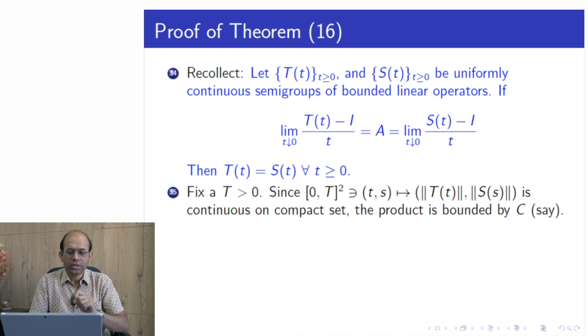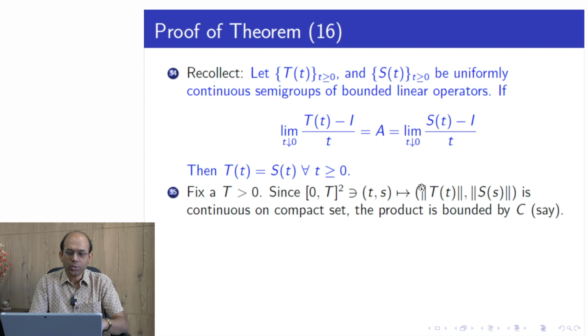Now given this closed square, we take a point (t, s) in it and look at this map. This map sends (t, s) to the norm of T(t) and the norm of S(s), so we are getting another ordered pair. Since T and S are uniformly continuous semigroups, in the norm they are continuous. So these norms are continuous, and this map from (t, s) is a continuous map.